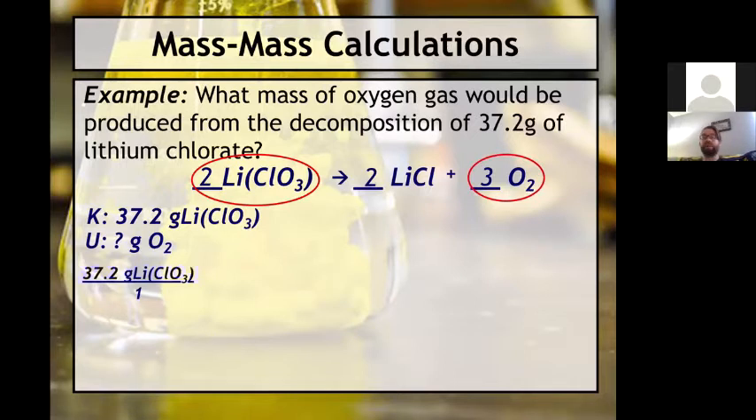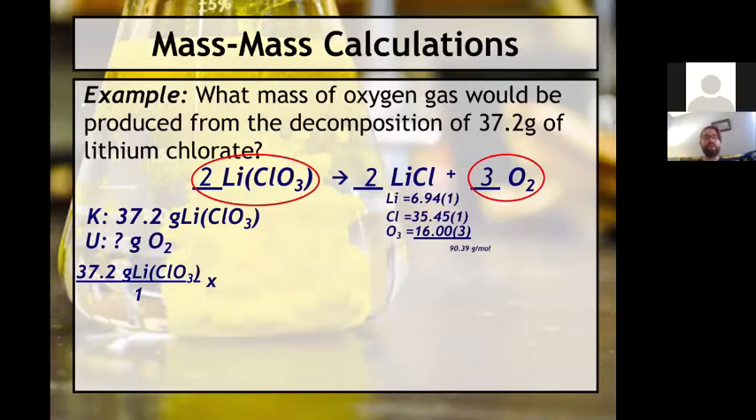I will always start with what the problem gives me. Here it's 37.2 grams. The first step is to go from mass to moles, so grams is going to go on the bottom of the fraction. In this case, I'm looking up lithium chlorate on the periodic table. Lithium is 6.94, chlorine is 35.45, oxygen is 16, but there's 3 of them, so I have to multiply the 16 by 3. When I add those together, I get 90.39. And so that 90.39 grams goes on the bottom of the first fence post. The 1 mole goes on top.